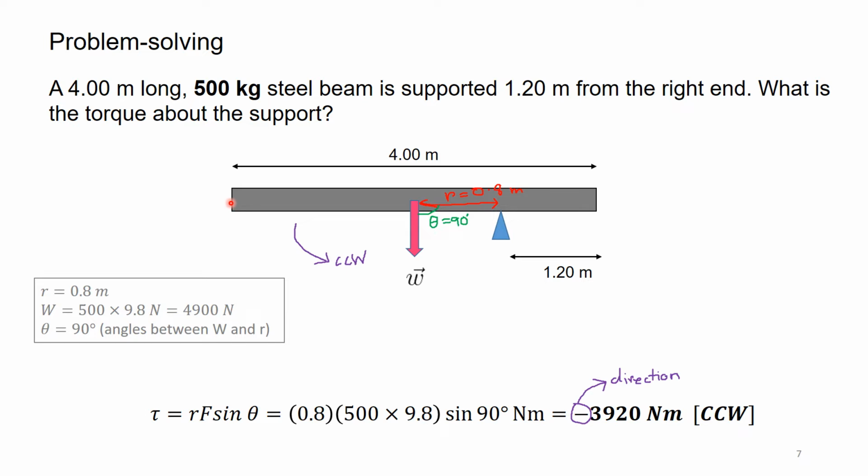Okay, so in that case, for the same force and for same everything, we would get a different torque because we have chosen a different pivot. Okay, so that's why choosing a pivot is important.